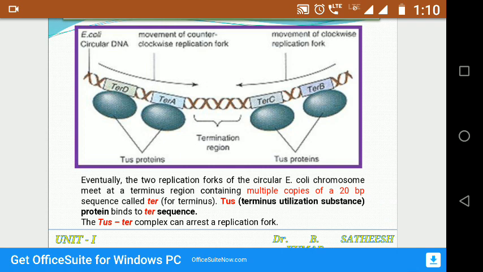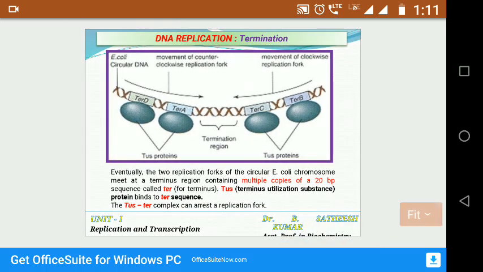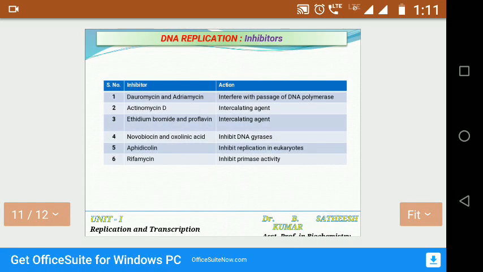the replication process. Once the replication fork reaches the termination sequence, because of the TER-TUS complex, all the protein assembly from the DNA will get dissociated and replication will be stopped. So that is the end of the replication. Now we will have two double helical DNA structures synthesized in semi-conservative mode. Each DNA molecule will have one old and one new strand.